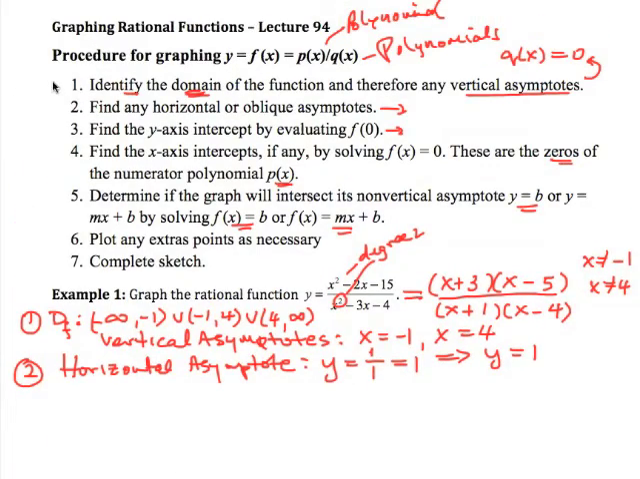Alright, so far we've done the first step and we've done the second step. Next, we want to find the y-axis intercept by evaluating f of 0.